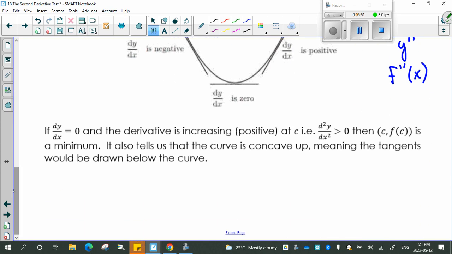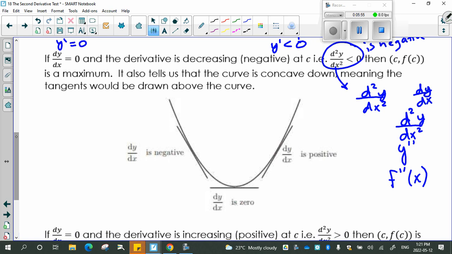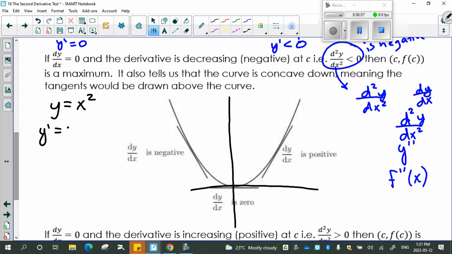All right, so we were starting off here. Again, I'm going to do the same thing here, put this on an axis, and we're going to call it y equals x squared, positive x squared this time. So y prime is 2x.